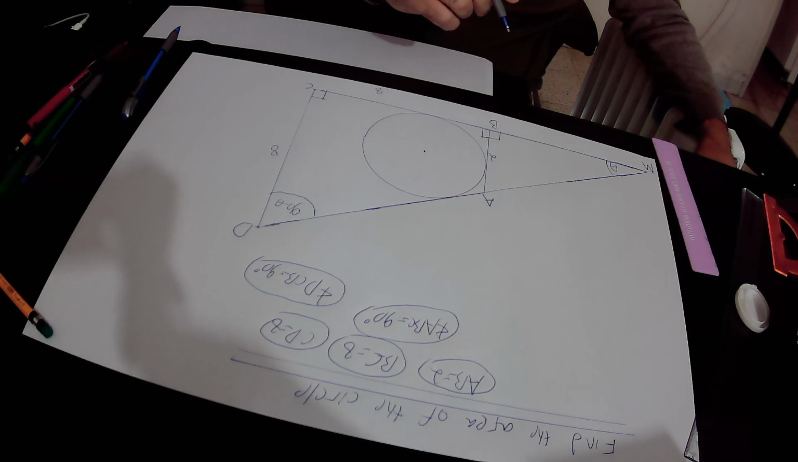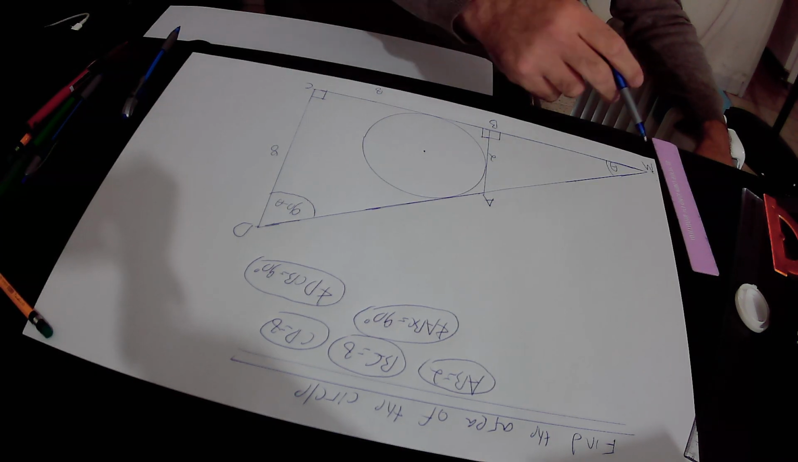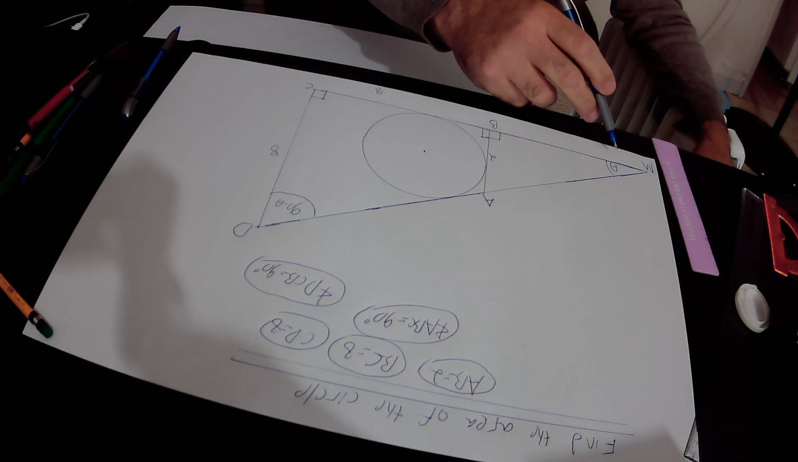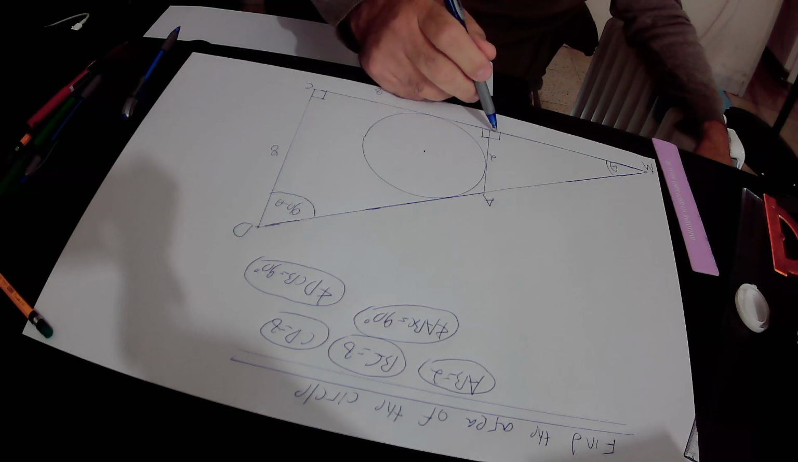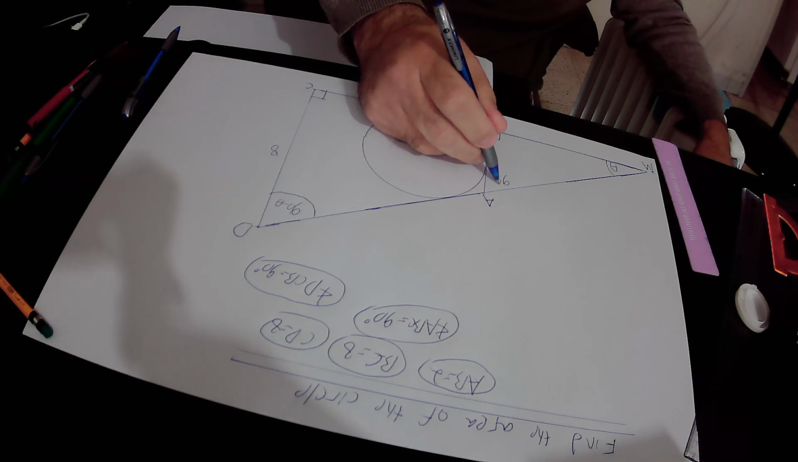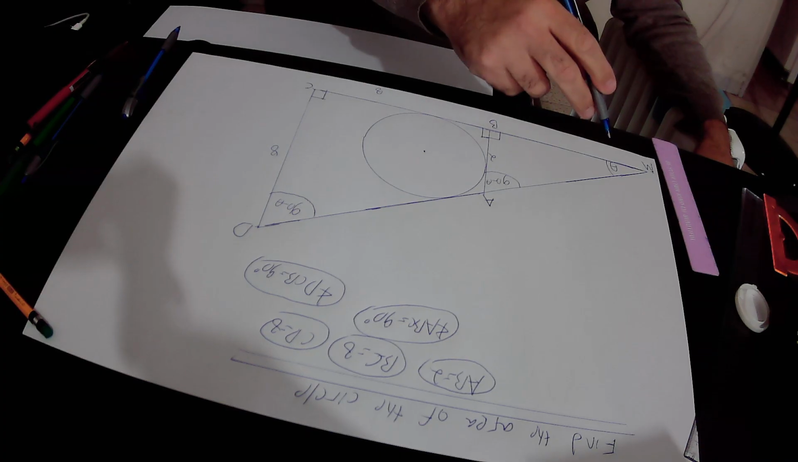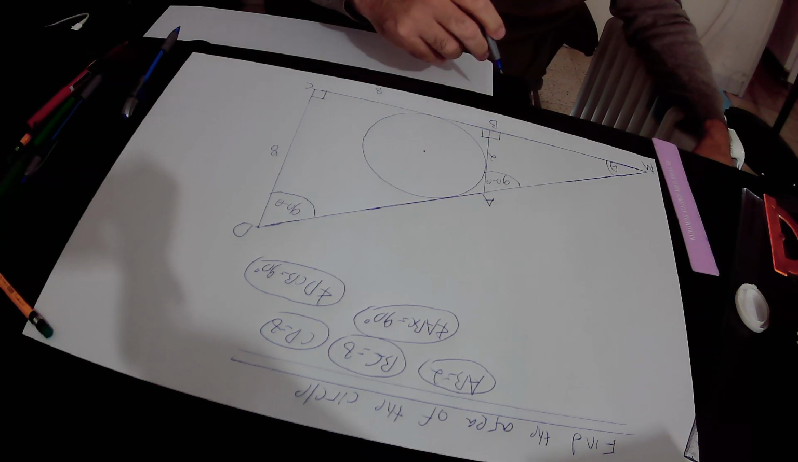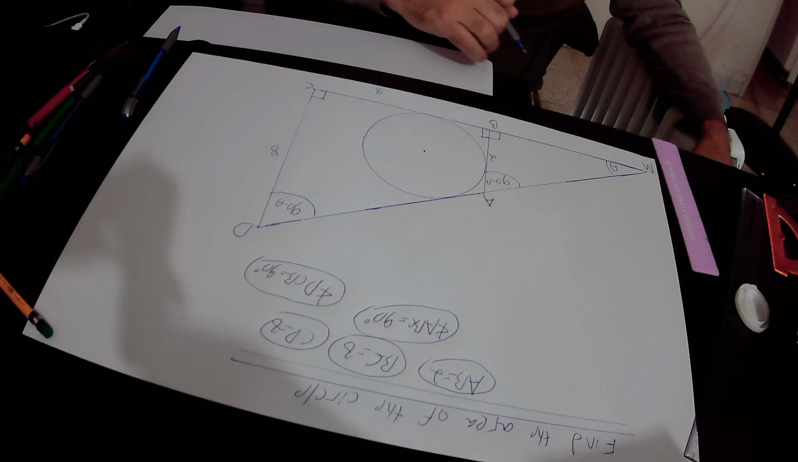So here we focus on triangle AMB, this right triangle AMB. This angle equals 90 degrees, this angle equals theta, and this angle equals 90 degrees. Therefore, the missing angle here must be equal to 90 degrees minus theta. Again, because 90 degrees minus theta plus theta is 90 degrees, and 90 degrees plus 90 degrees is equal to 180 degrees. That is the sum of the angles in any triangle.